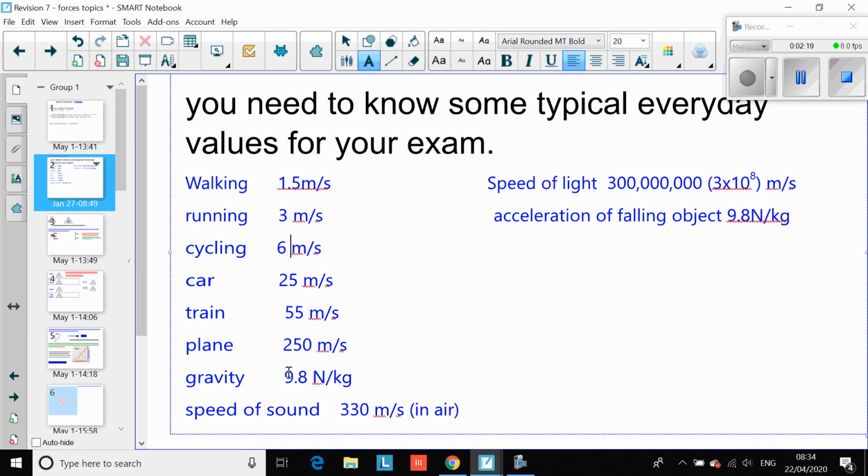Gravity, you might not be given gravity. You are expected to know that Earth's gravity is 9.8 Newton per kilogram. Speed of sound in air is 330 meters per second. Speed of light, 300 million meters per second, or 3 times 10 to the 8. Acceleration of falling object, 9.8. Most of these can be found in your revision guide on page 60. So page 60 in your revision guide has most of these values there.